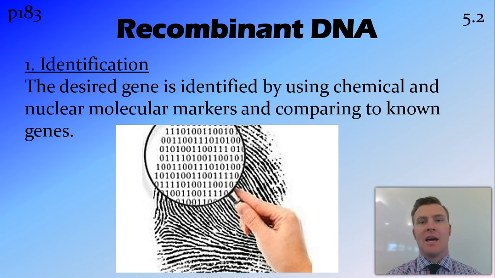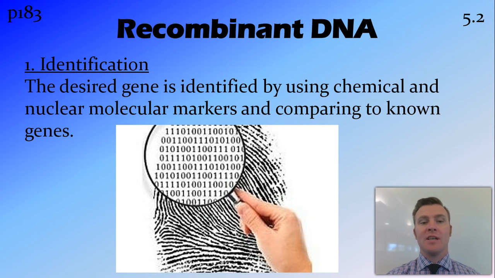One way that we can create transgenic species is through the technique of recombinant DNA. And there's a few steps to this. So firstly, identification. We need to work out where the gene is that we want on the genome of whatever organism we're getting that gene from. So this is pretty hard stuff to start with. You've got to actually identify that gene and where it is found on the DNA.